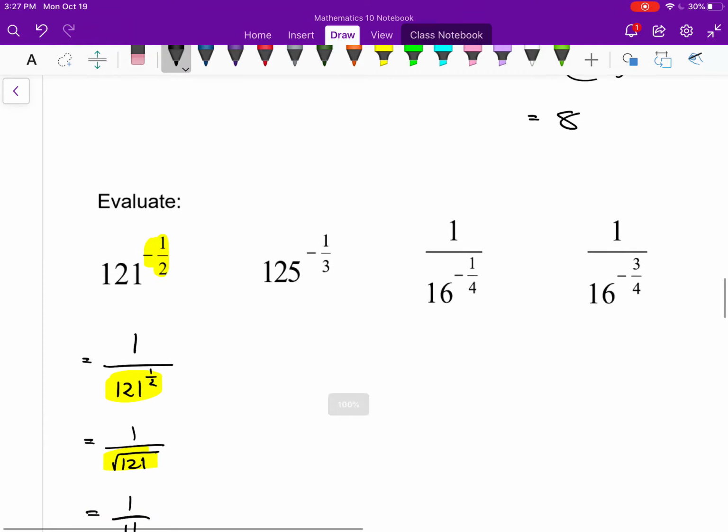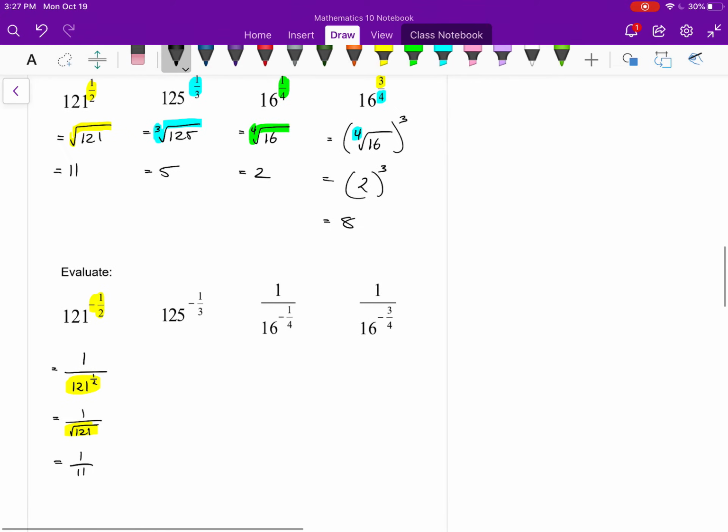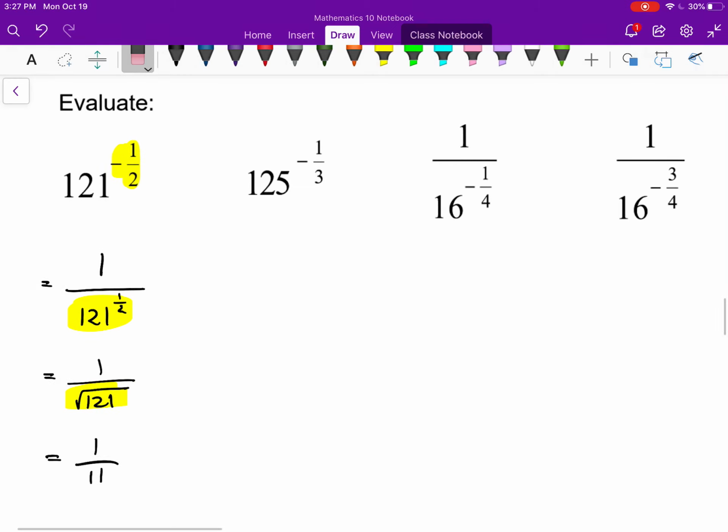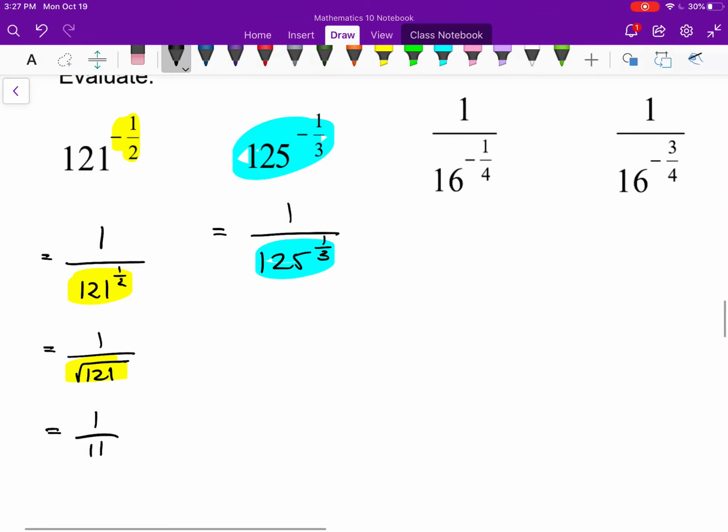Which, notice, is actually not surprising if I zoom out here to see how these two questions relate to one another. 121 to the 1/2 is 11. 121 to the negative 1/2 is 1/11. We saw that sort of stuff all the time before. I'm going to just focus on these ones here. Okay, 125 to the negative 1/3. Well, again, this must be the same as 1 over 125 to the positive 1/3. And we already saw that a power of 1/3 means a cube root, so this is the same as 1 over the cube root of 125, which is 1/5.